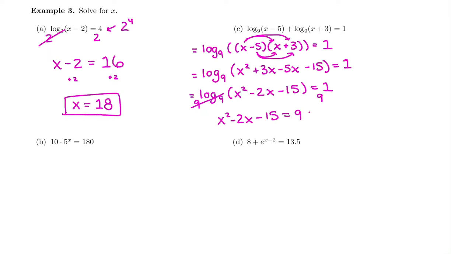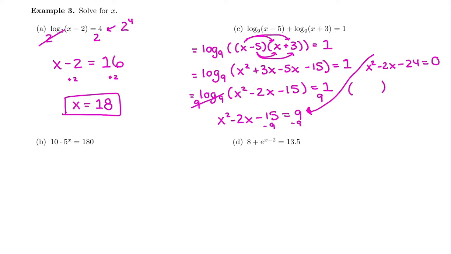And now I want to solve an x squared term. I'm going to bring this up here. To solve something that's an x squared, one side has to be 0. So I'm going to subtract 9 from both sides, which will give me x squared minus 2x minus 24 equals 0.